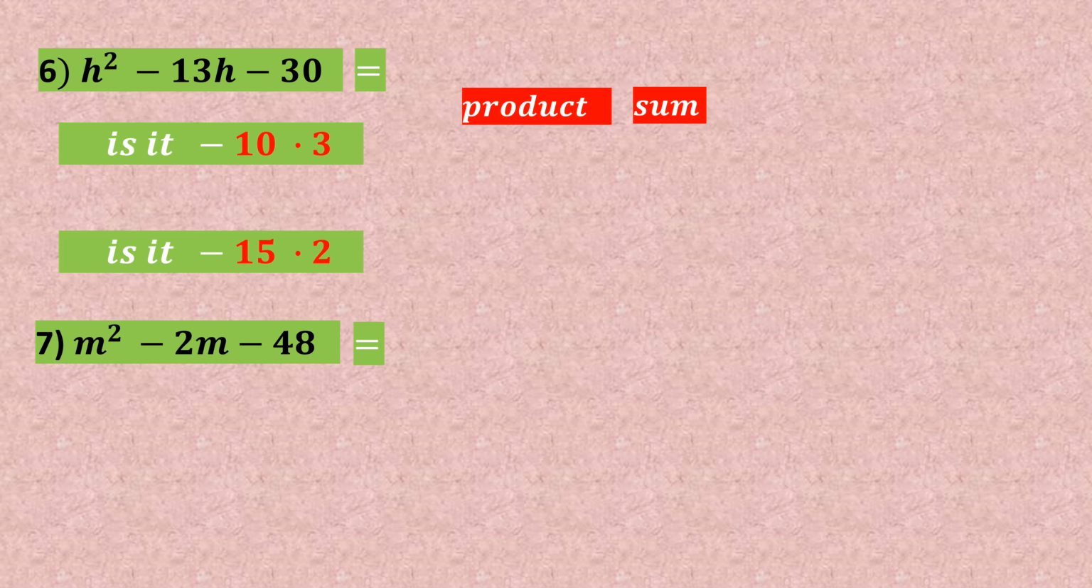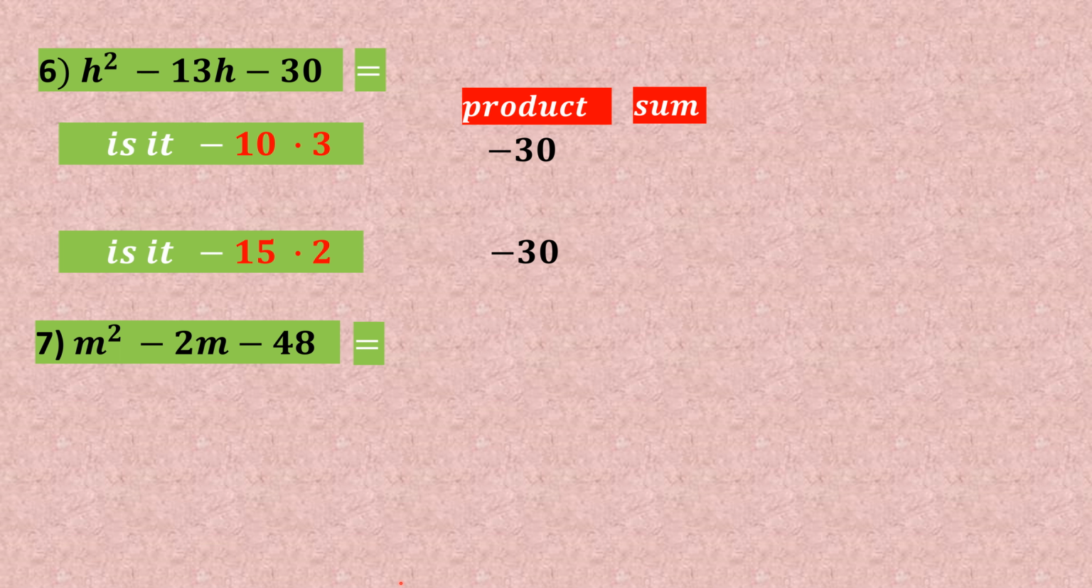The product of negative 10 times 3 is equal to negative 30, while the product of negative 15 and 2 will also give us negative 30. But as I have said, we are not only to focus on the last term, which is negative 30, because we need to consider their sum also. So which of the two? Is it the negative 10 and 3 or the negative 15 and 2?